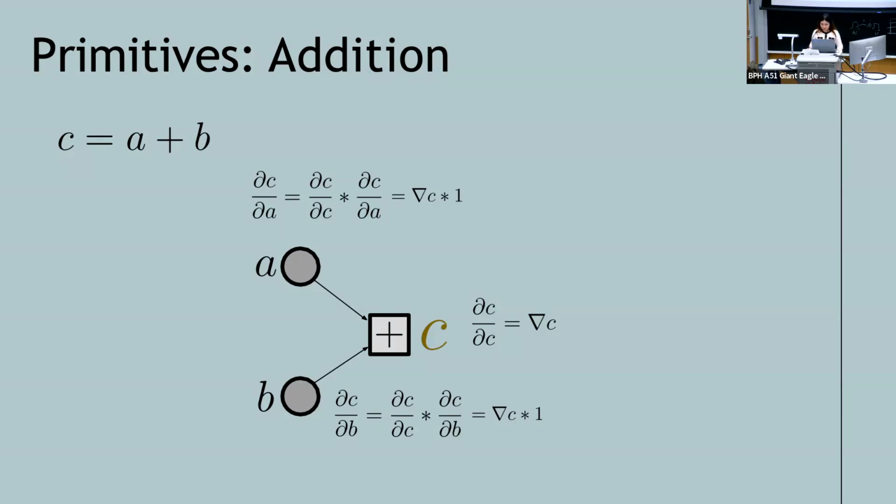So what does this mean? It means that when we backpropagate through an addition node, the gradient from the output is simply passed back unchanged to both inputs. So addition is one of the simplest primitives. In backward, it just distributes the incoming gradient to each parent.